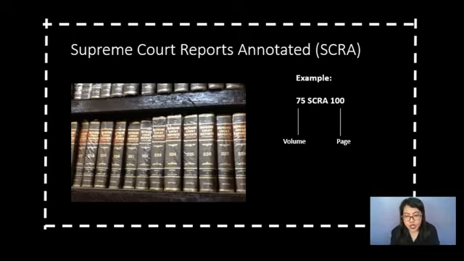So how do you search for a case in the SCRA? Example, you are given 75 SCRA 100. That means you look for volume 75 and the case is on page 100. So do you see this picture here? Okay, you see these numbers. These are the volume numbers. So what you do is, you look for volume 75, and when you already have volume 75 with you, you turn the book to page 100, and that is where you will find the case that you are looking for.